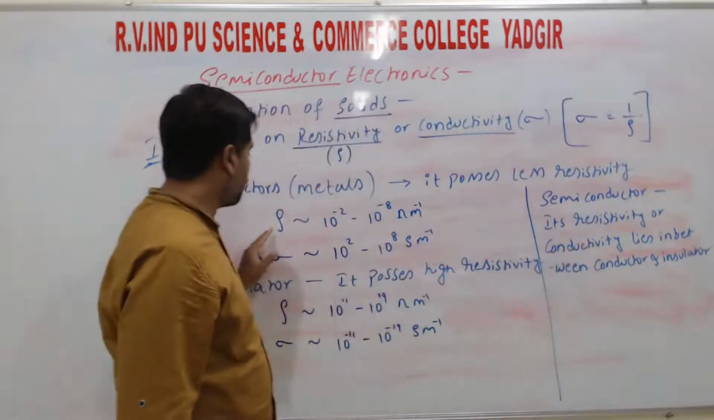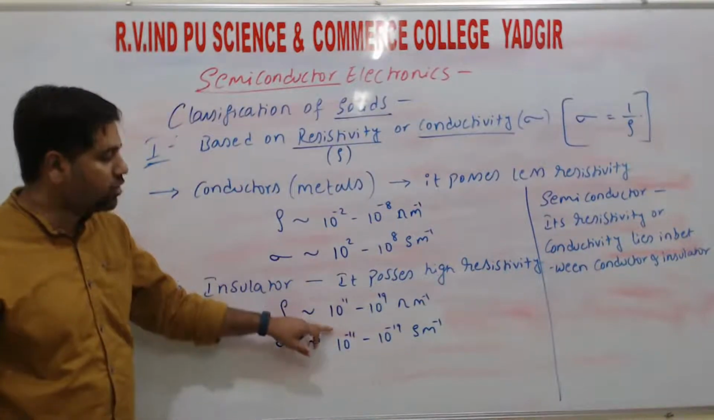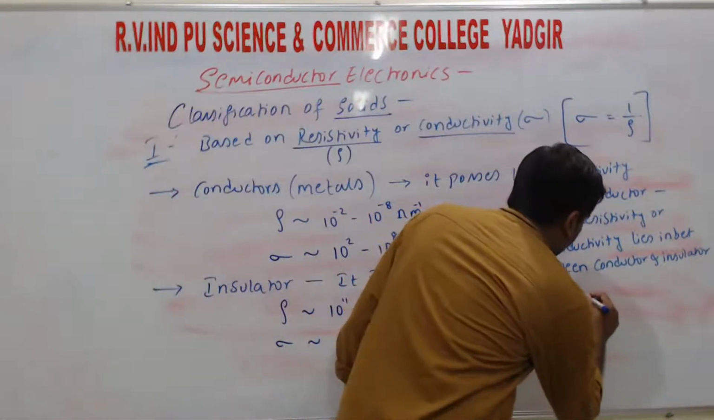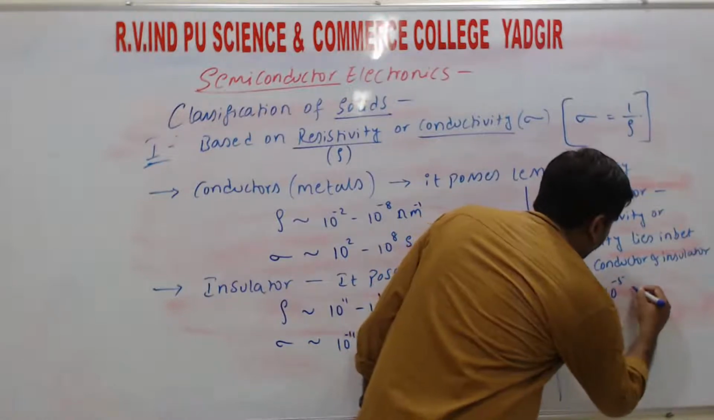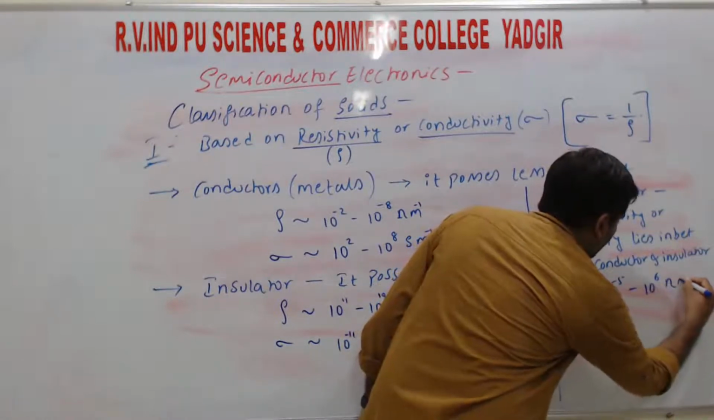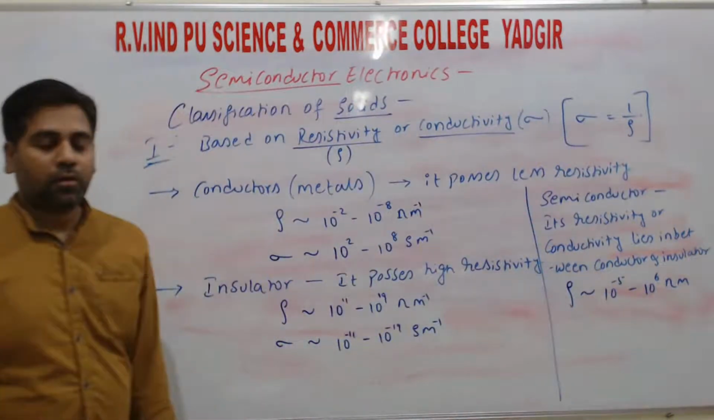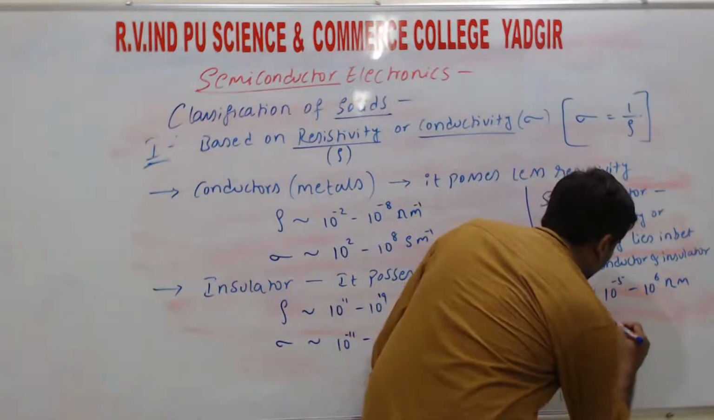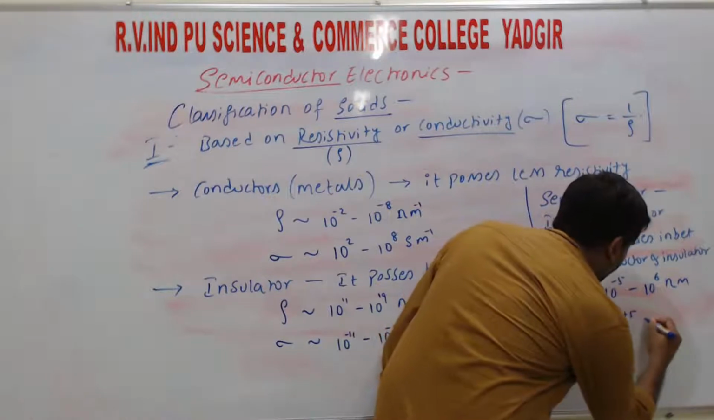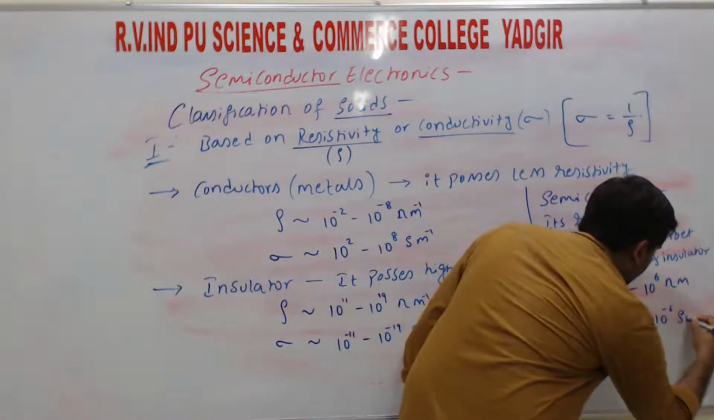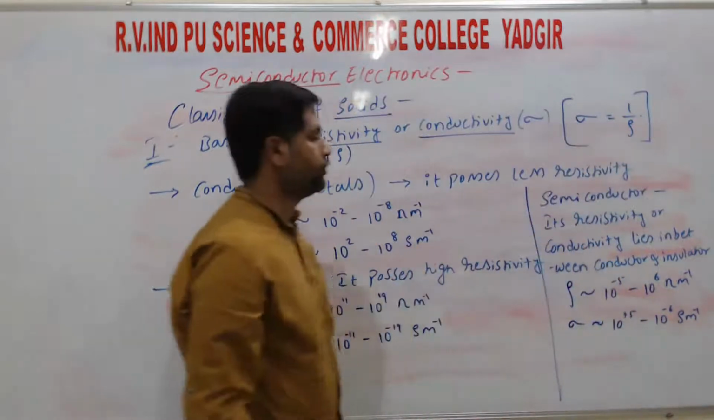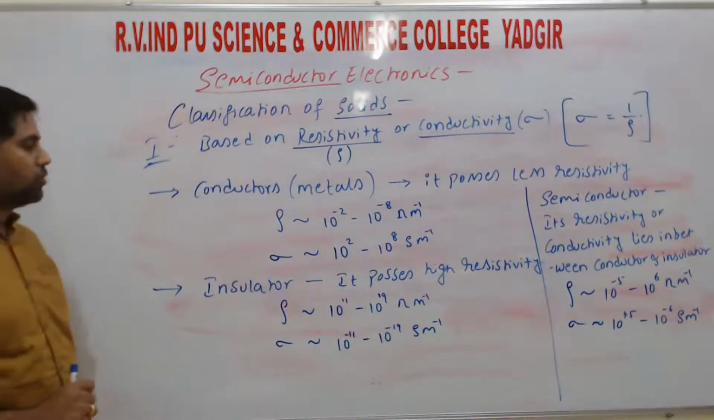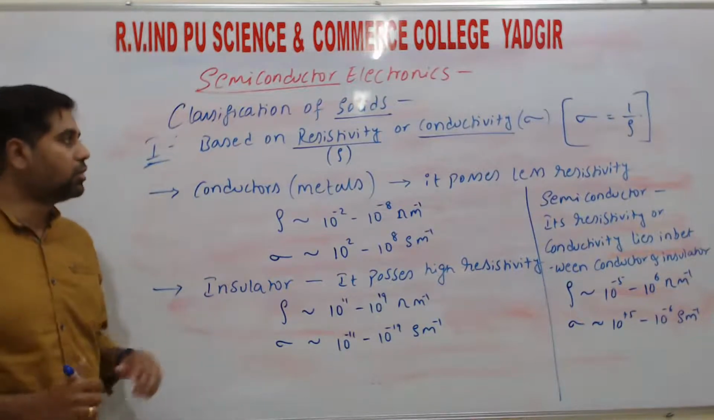So the values of rho is in between that of the conductors and that of the insulator, right? So here the rho is approximately of the order 10 to the power of minus 5 to 10 to the power of 6 ohm meter. And the conductivity value is 10 to the power of plus 5 to 10 to the power of minus 6 per ohm meter. So this is the classification which is based on the resistivity.